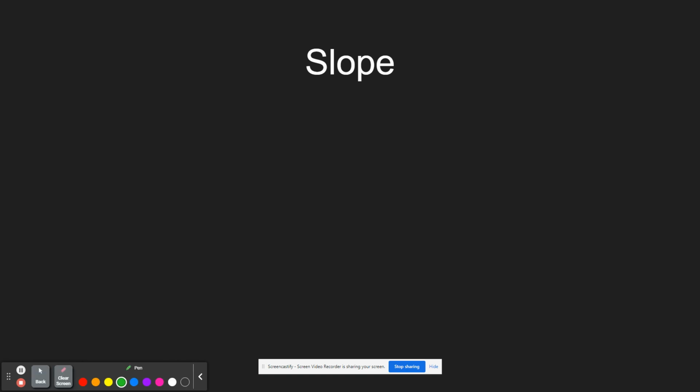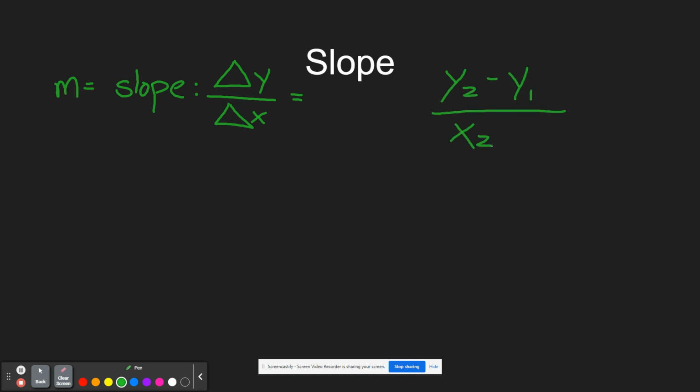Slope. Okay. Slope is often referred to by the letter M. Don't ask. I don't have enough time. Now, we sometimes call that delta Y over delta X. Change in Y over change in X. Well, change in math is often just calculated with subtraction. Like go back to the weight problem.